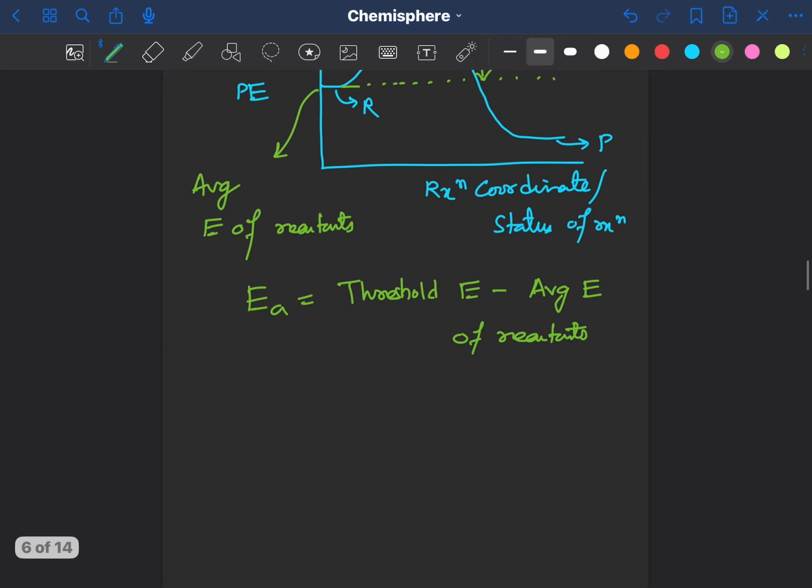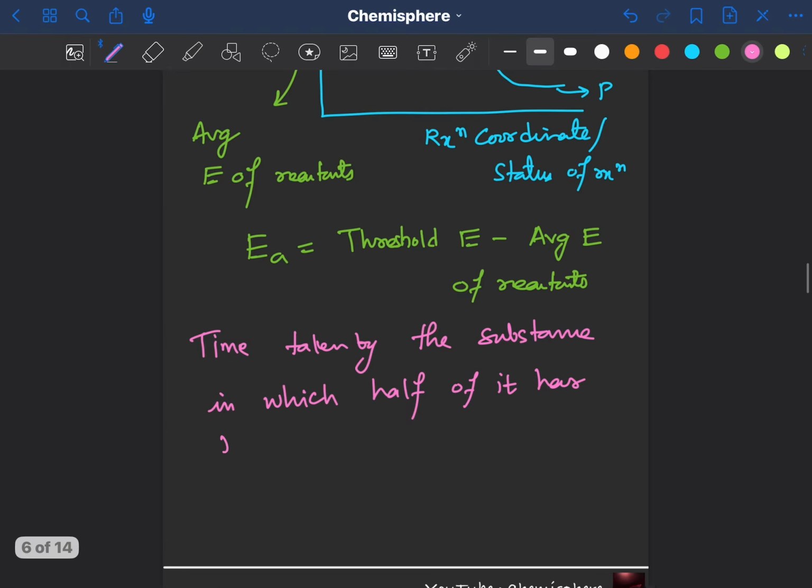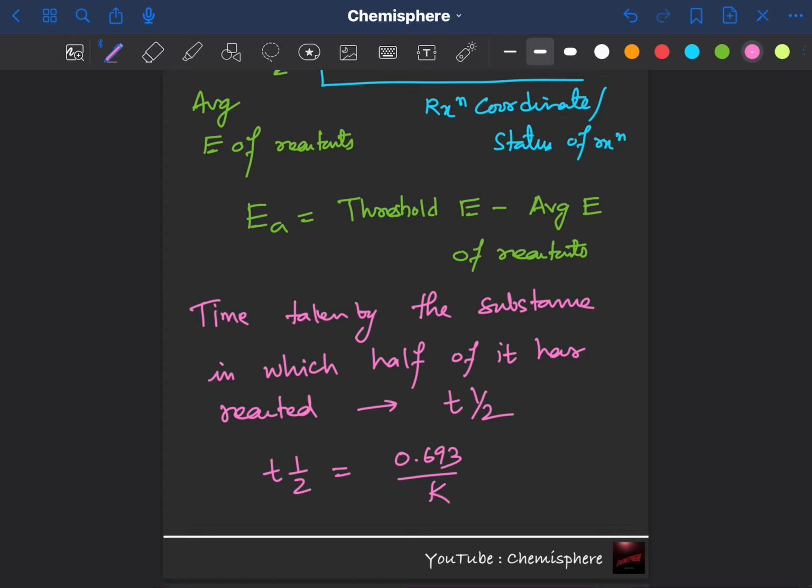Right, and we also know that the time taken by the substance in which half of it has reacted is known as T half. Okay, so time taken by the substance in which half of it has reacted, that is known as T half. Now for a first order reaction we know that T half is equal to 0.693 by K, where K is the rate constant. Or we know that 0.693 is also ln2 by K.